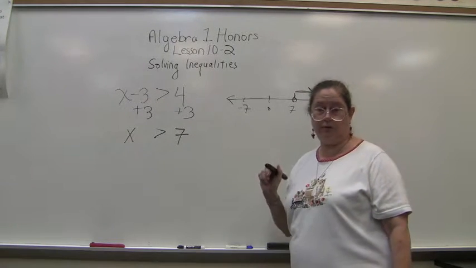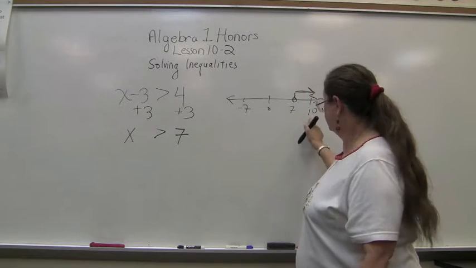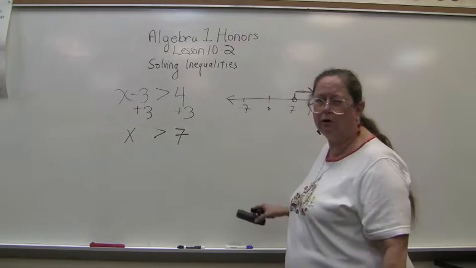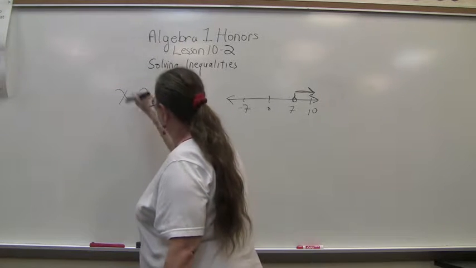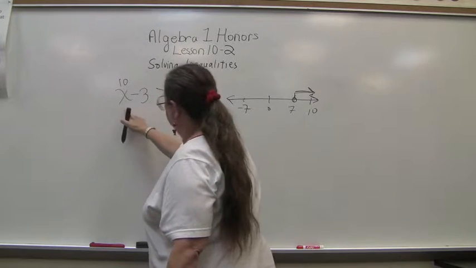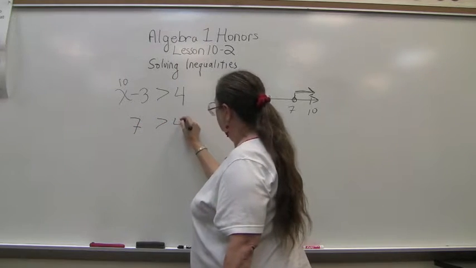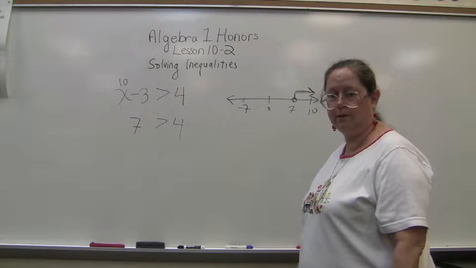Now, let's pick something bigger than 7 just to make sure that it works. Say 10. Put a 10 in our original inequality up here for x. And we get 10 minus 3, which is 7. 7 is greater than 4. Roger that, it works.